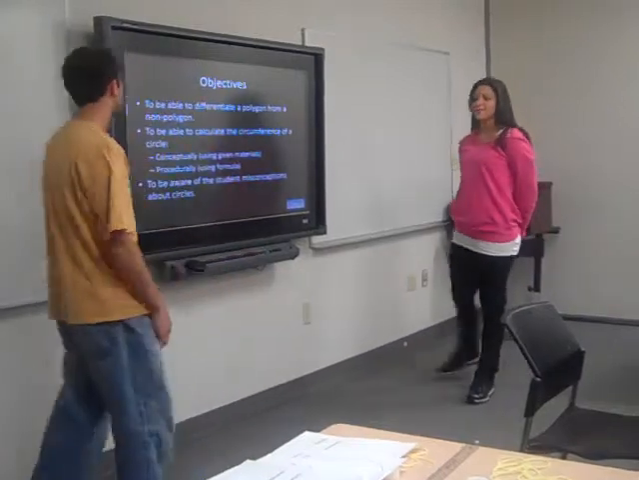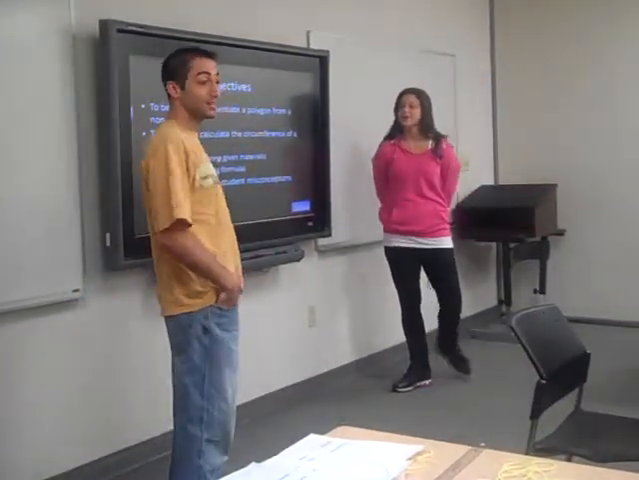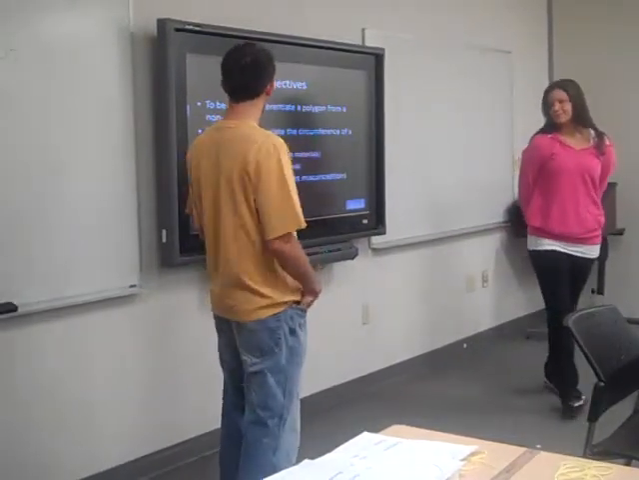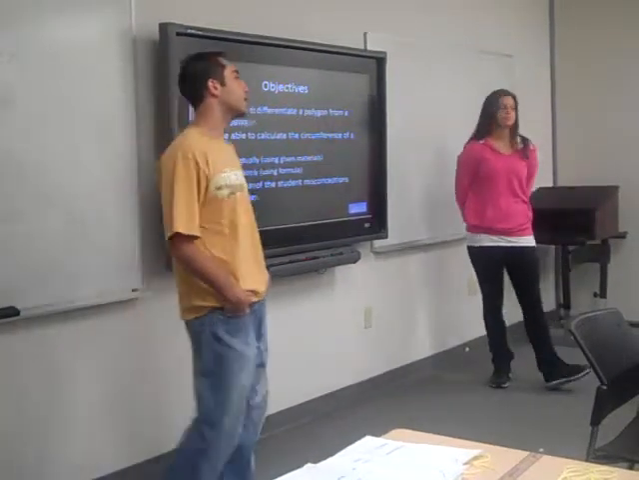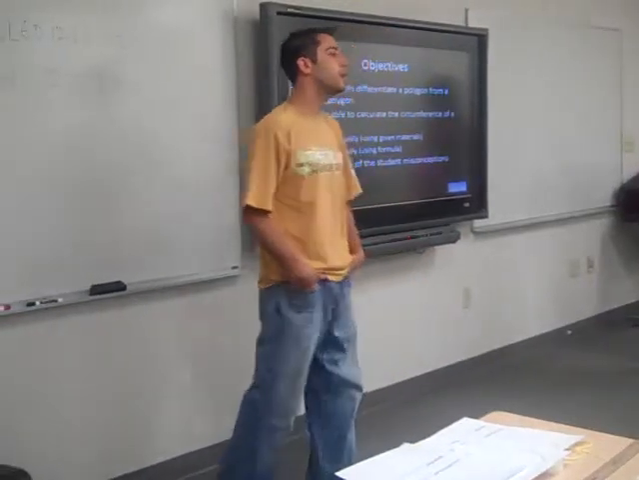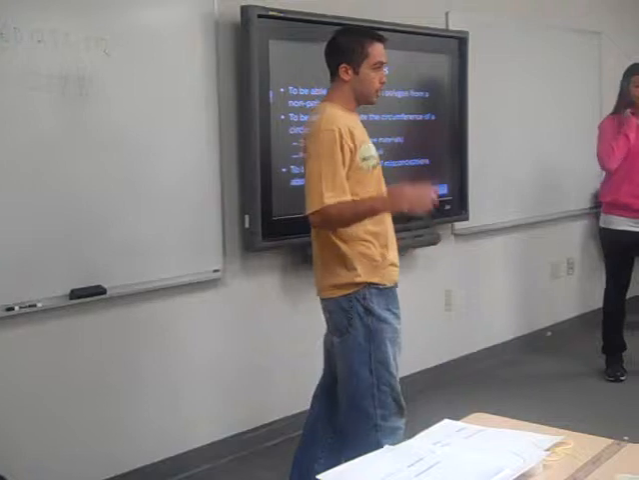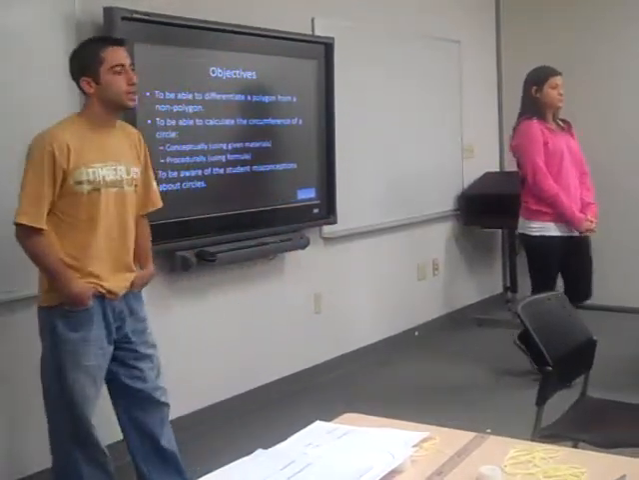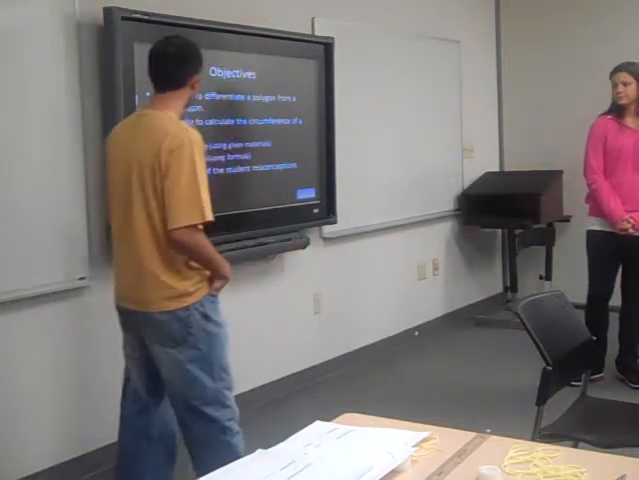Okay, so some of our objectives for today. One is to be able to differentiate a polygon from a non-polygon. Alright, from there we're going to move on to talking about circles and specifically how to calculate the circumference of a circle. And our activity is aimed at having you all build your own understanding of what circumference is, what diameter is, and essentially what a circle is.